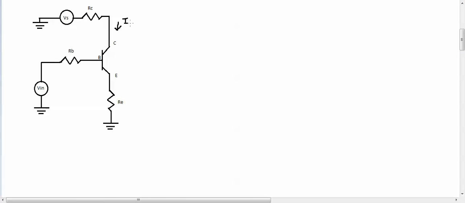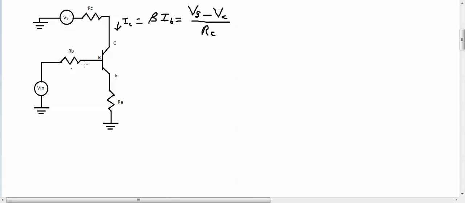Current going down is IC. That is going to be equal to beta times IB, which is equal to the voltage source minus the voltage at the collector, all divided by the resistor at the collector. And what this is, is a voltage drop from this source to the collector region. And dividing it by the resistance of that resistor will give us the current going through the collector.